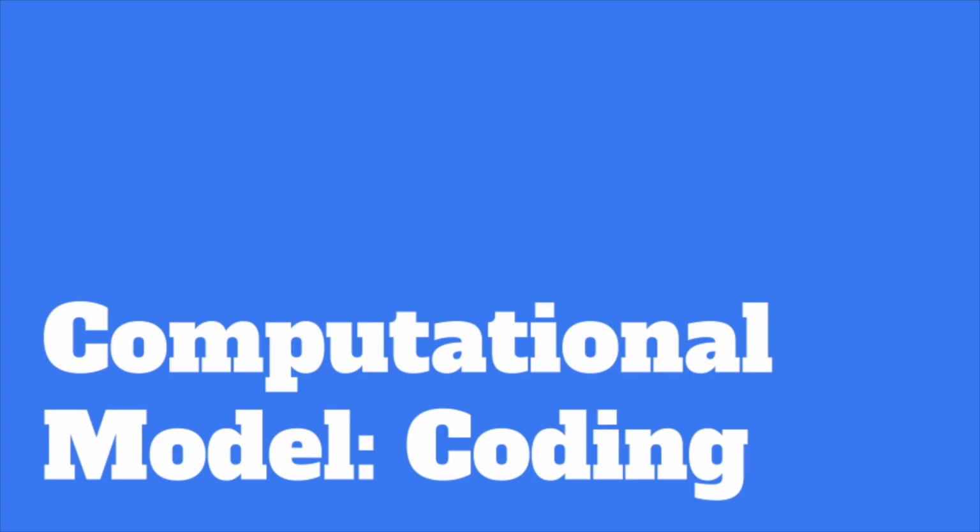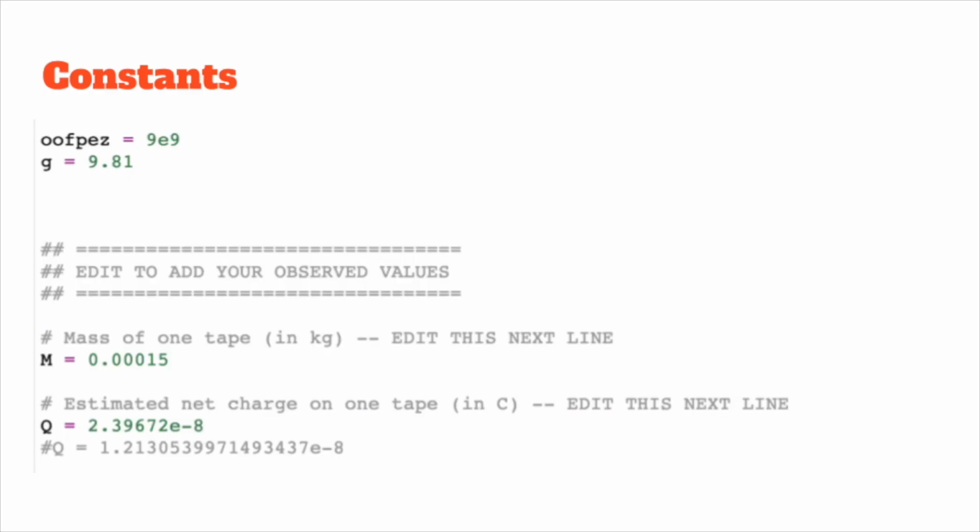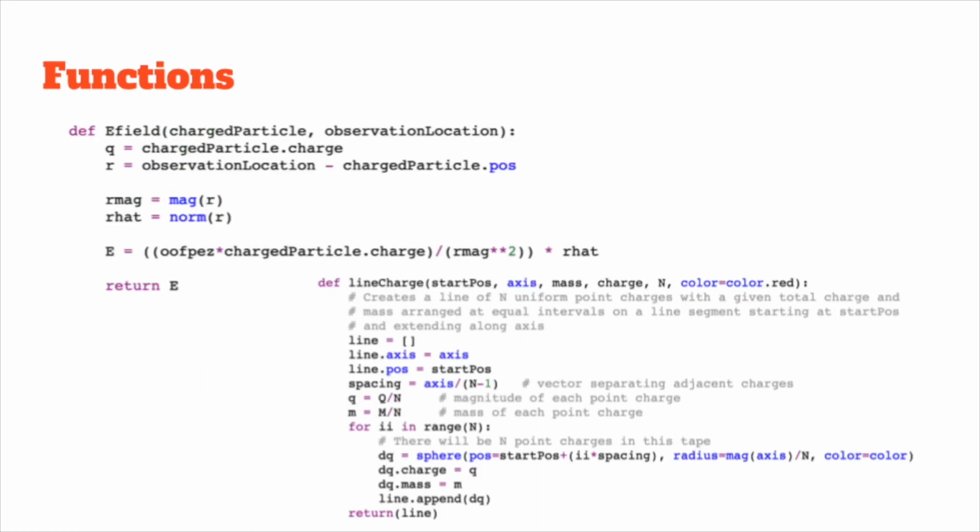So the way that we're going to approximate the charge using the distribution model is by using a computational model. First we're going to define all our constants as well as the mass of the tape and our estimate of the charge of the tape that we will adjust later. We also define functions such as the net electric field, as well as the way that we're going to model our line charge as a series of individual point charges across a line.